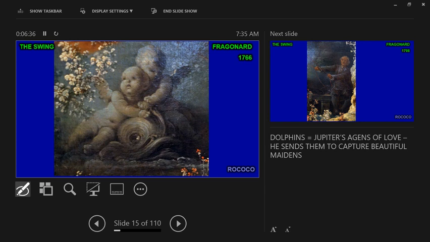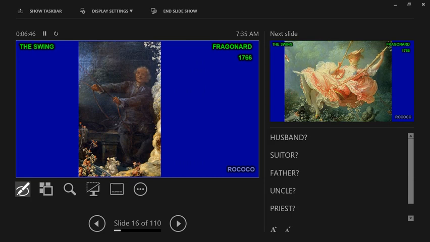Now, does that look like a dolphin to you? Yeah, that's a pretty weird looking dolphin, but that's how dolphins were conceived of in these times. And then we got the guy in the back. Is he the husband of the woman? Is he maybe a suitor? He wants to marry her. Is that a father? Is that an uncle? Is that a priest? Is that a chaperone?